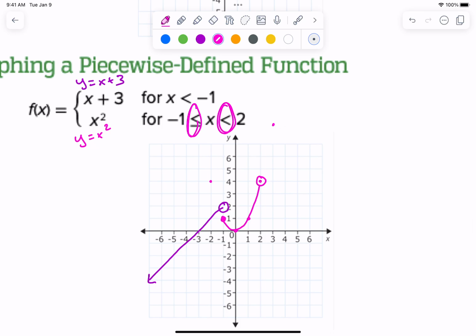He does not go forever to the right. He does not have an arrow on the right side. He only has an arrow on the left side. Do you see how that works? Okay, you're only making that value from here to here.